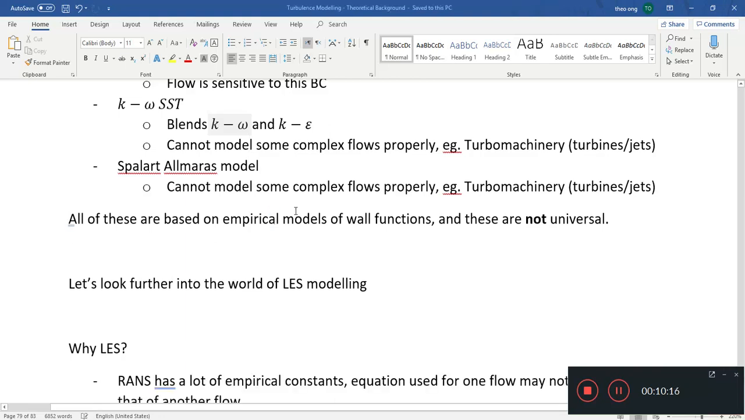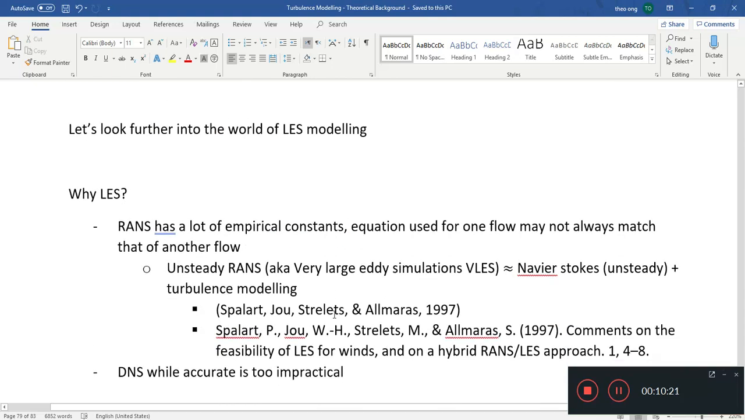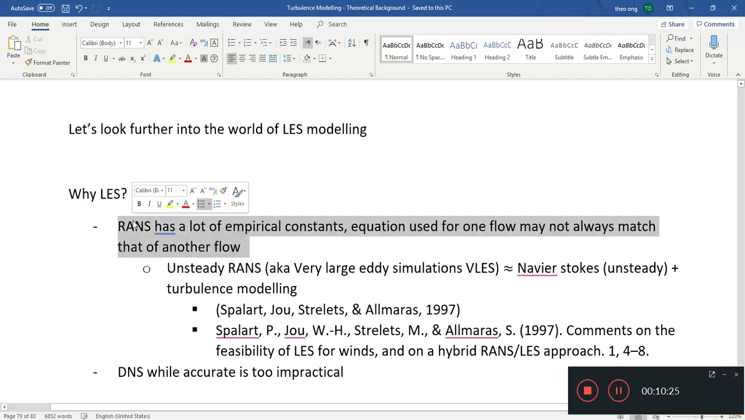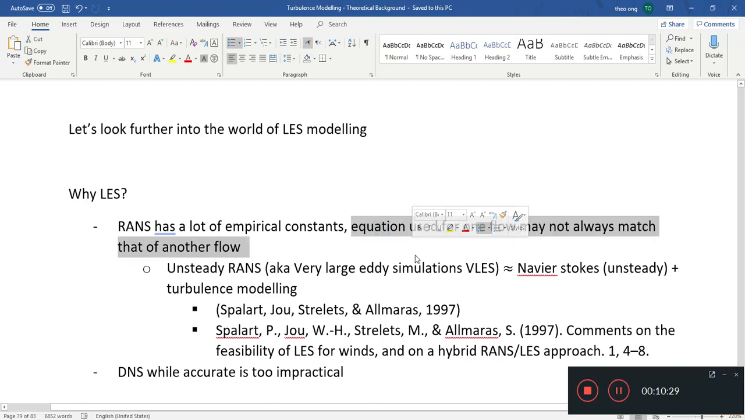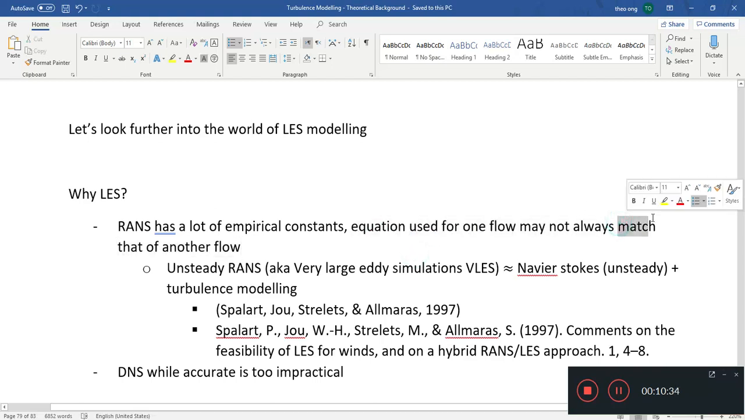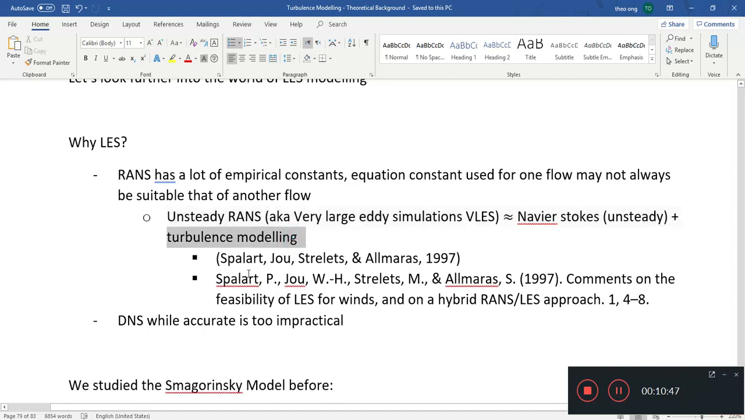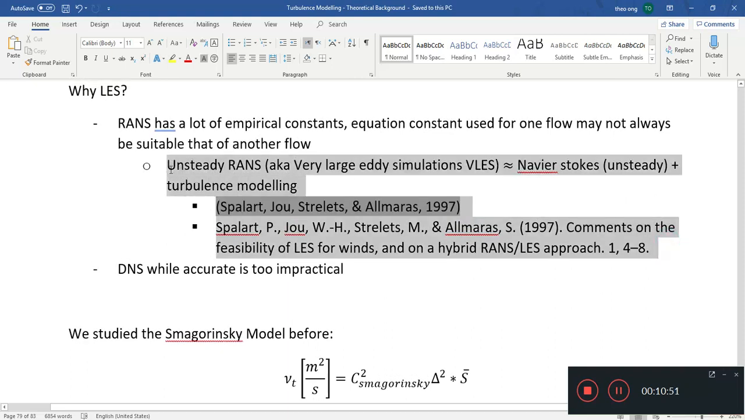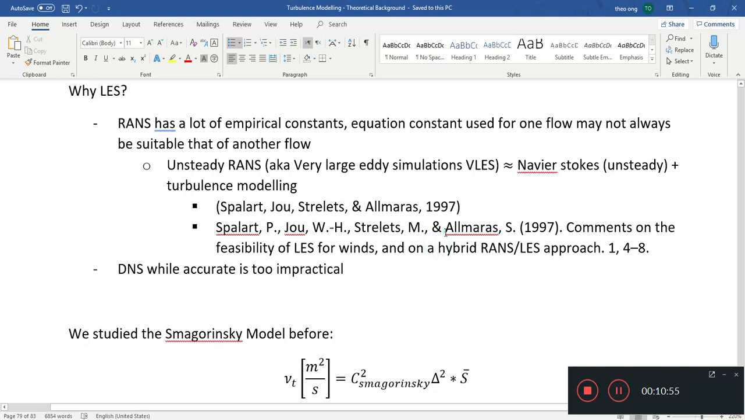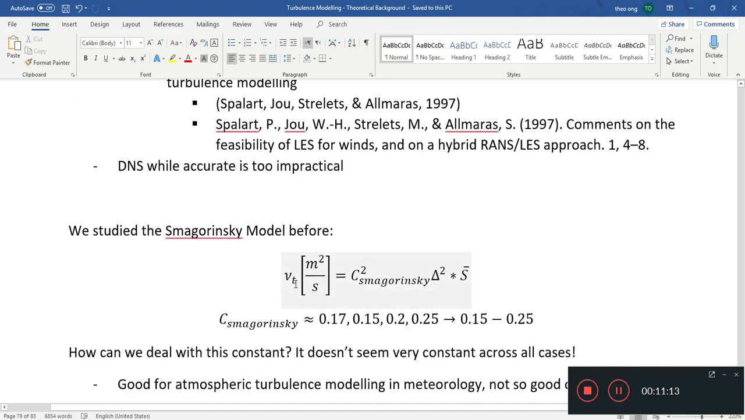So that's why we still want to look at LES modeling as an alternative. Okay, so why LES? As I said just now, Reynolds average Navier Stokes has a lot of empirical constants, and the equation constants used for one flow may not always be suitable for another flow. This is unsteady Reynolds average Navier Stokes. Spalart and Allmaras are talking about a hybrid Reynolds average Navier Stokes and large eddy simulation approach, which we may discuss in further videos, but we'll just do LES for now. And DNS, while accurate, is too impractical. So let's move on to some other models of large eddy simulation.